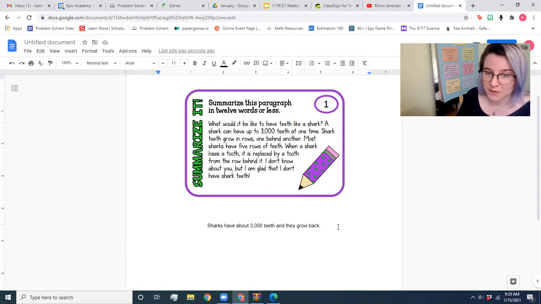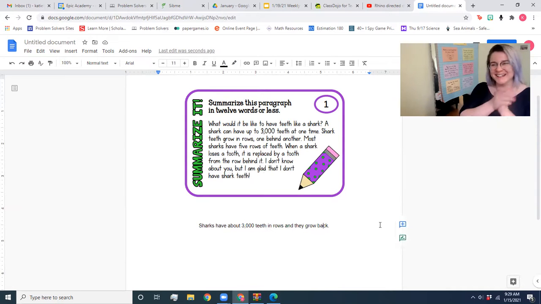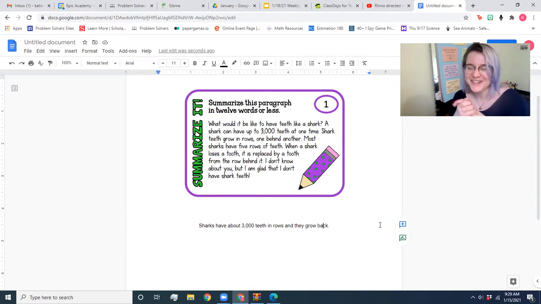And the author is showing us that sharks have about 3,000 teeth. I'll even put in rows, and they grow back. 1, 2, 3, 4, 5, 6, 7, 8, 9, 10, 11. 11 words. So almost all of the information that's in there is presented in my sentence, but I wrote it in 12 words or less. Does that make sense? Let's look at one more together.